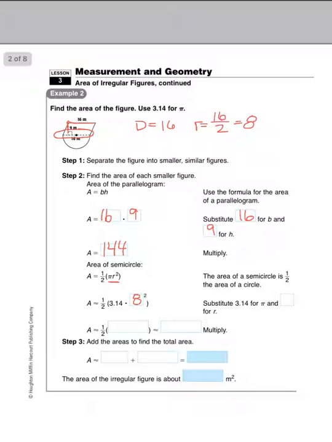Then we need to square the 8. And when we square the 8, we get 64. So we have 1/2 times 3.14 times 64. And now we still need to follow the order of operations and do the inside of the parentheses first, 3.14 times 64, and we get 200.96. Now that is the area of the entire circle.